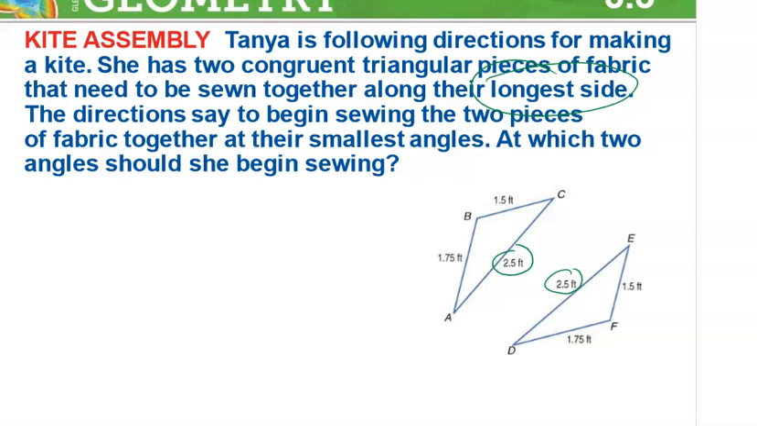So now we have to decide, because it says to begin sewing the two pieces together at their smallest angles. So we've got to find the smallest angles for the triangle on the left. It's across from the 1.5, so that would be angle A. And then on the other one, 1.5 again is the smallest one. That goes with D. So she's going to begin sewing angle A to angle D.